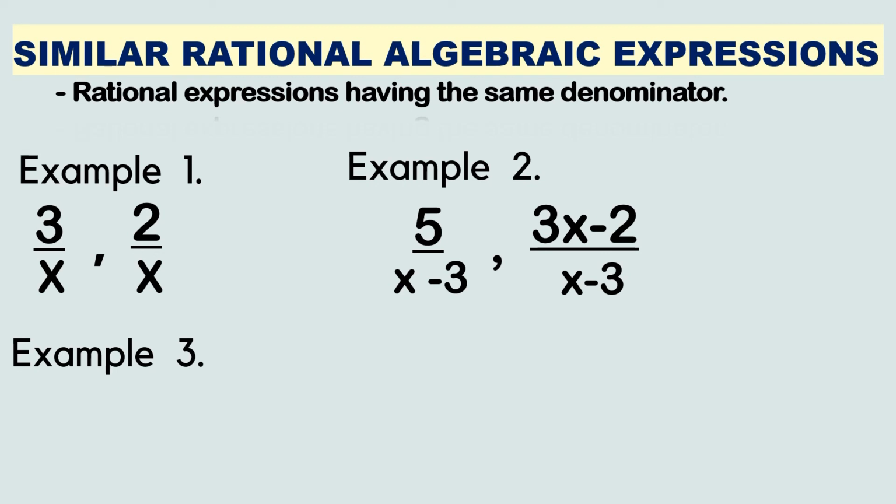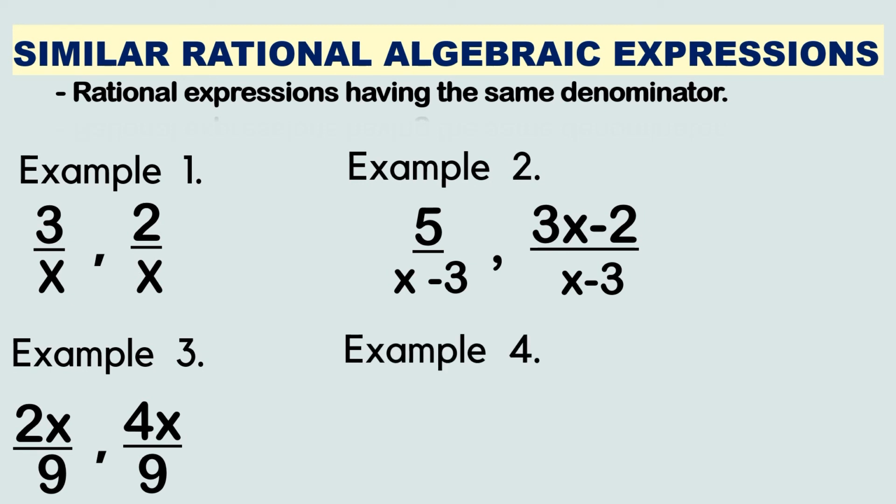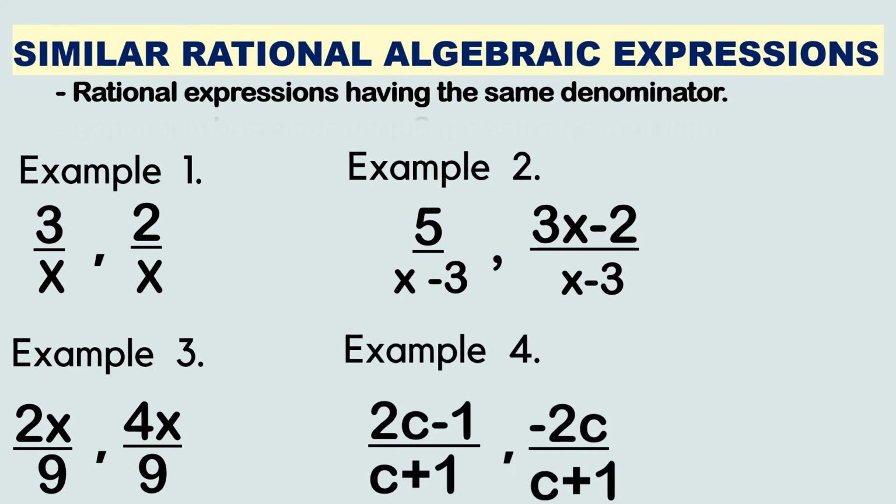Example number 3, we have 2x/9 and 4x/9. So the common denominator is 9. And another example is (2c minus 1)/(c plus 1) and negative 2c/(c plus 1). So the common denominator is c plus 1.